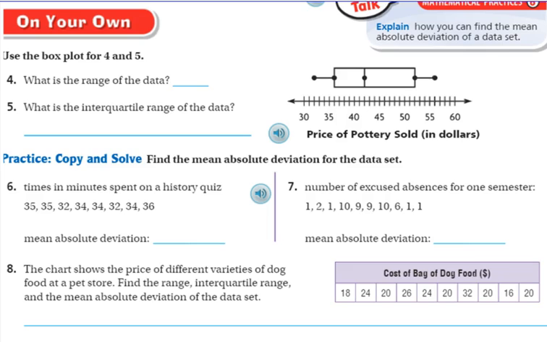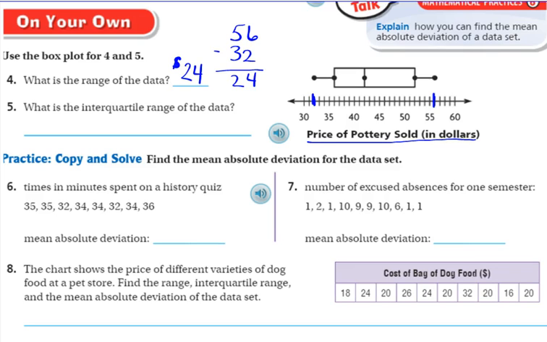Okay, great. Let's go to the on your own. Use the box plot for 4 and 5. So number 4 said, what is the range of the data? Well, we're going to take the highest value, which looks like it's 56, and the lowest value, which is 32, and subtract. Okay, so this would be $24 because it's price of pottery sold in dollars. So we've put a dollar sign.